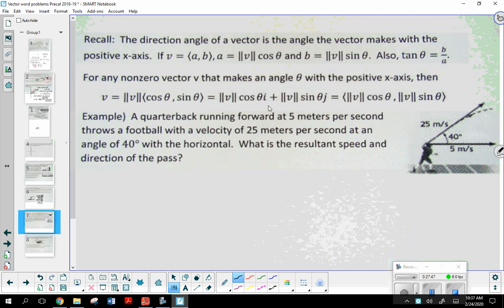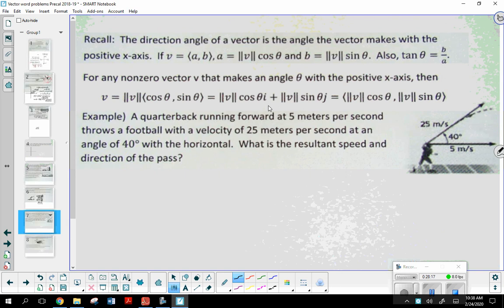A quarterback running forward at 5 meters per second throws a football with a velocity of 25 meters per second at an angle of 40 degrees with the horizontal. What's the resultant speed and direction of the pass? All right, so we're trying to find the resultant, but if we look at the other problems kind of as a template, we're adding two vectors in order to get that resultant, correct? So what are the two quantities given in the problem that can represent those vectors?